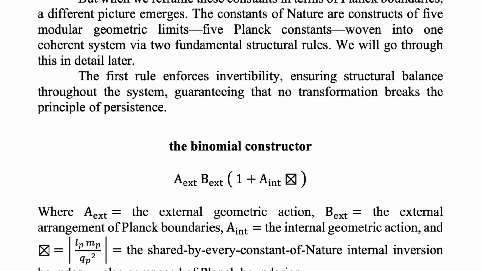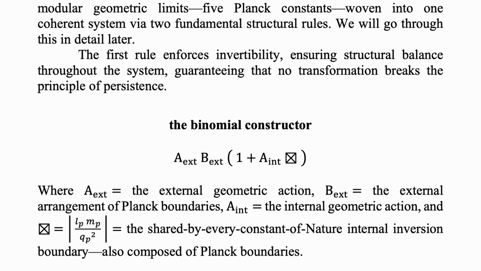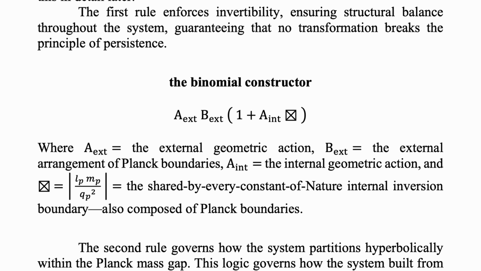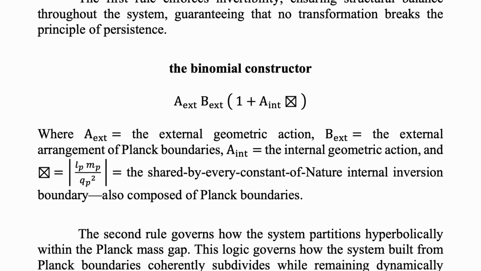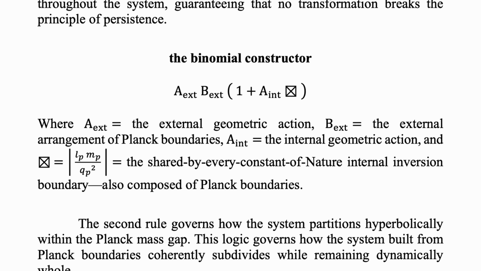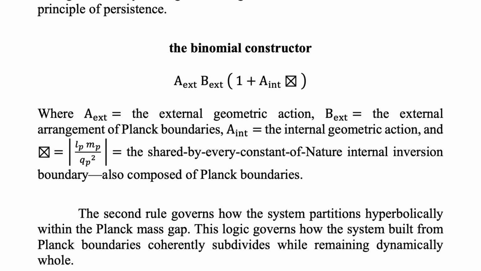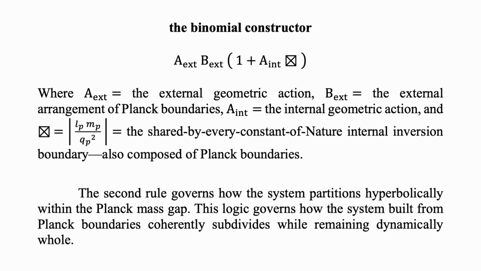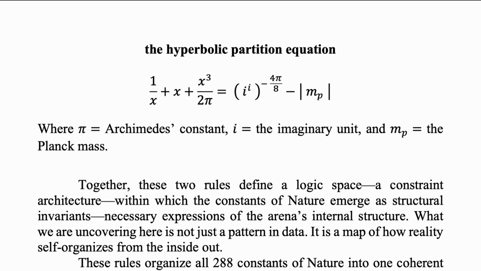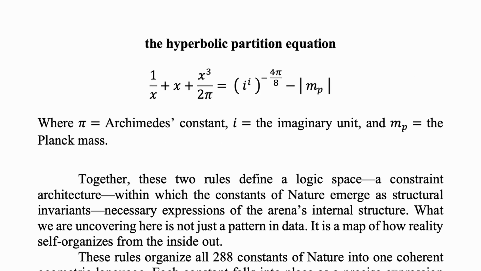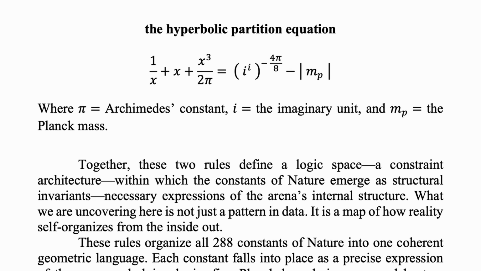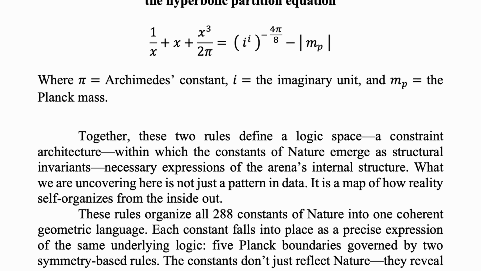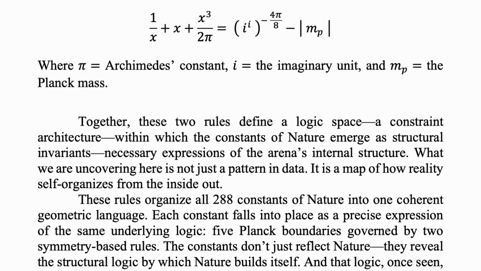The first rule enforces invertibility, ensuring structural balance throughout the system, guaranteeing that no transformation breaks the principle of persistence. The second rule governs how the system partitions hyperbolically within the Planck mass gap. This logic governs how the system built from Planck boundaries coherently subdivides while remaining dynamically whole. Together, these 2 rules define a logic space, a constraint architecture, within which the constants of nature emerge as structural invariants, necessary expressions of the arena's internal structure.